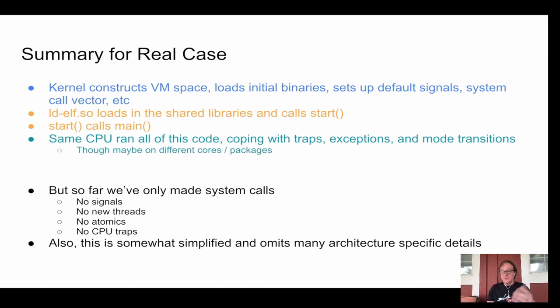I have a new color here, which is green. All of this ran on the same CPU. Now, I'm going to put same in air quotes because maybe it transferred from core to core in this, or package to package, and maybe there were some exceptions and privilege mode transitions, like when system calls were made and the kernel returns from the system calls, fine. But so far, there have been no signals or atomics or no new threads, nothing like that. This is a very simplified example that gives you a good flavor of what an emulator would have to do to get things up and going.